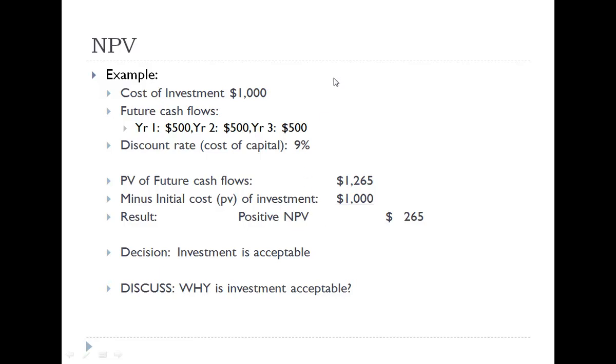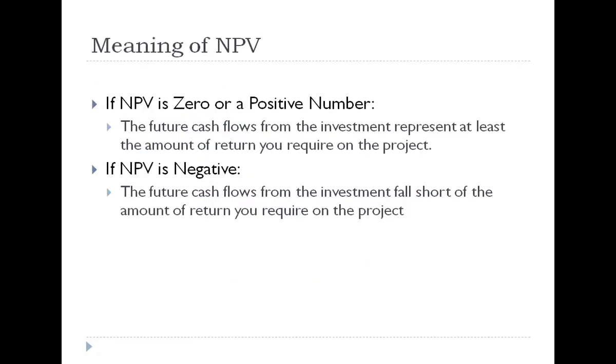And remember, the question we asked was, does this investment of $1,000 earn at least a 9% return? Well, by discounting each of these backwards at 9% and adding them up, they total $1,265. We subtract the original $1,000. We're left with something that tells us, yes, it does earn at least that minimum 9% return. And so we call this a positive net present value and an acceptable investment.